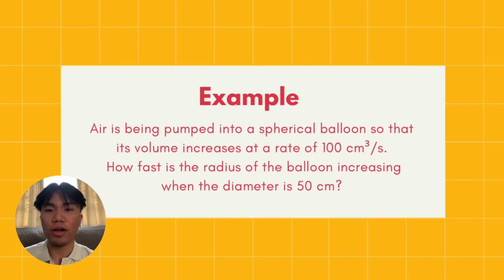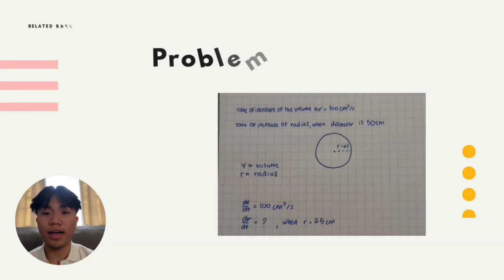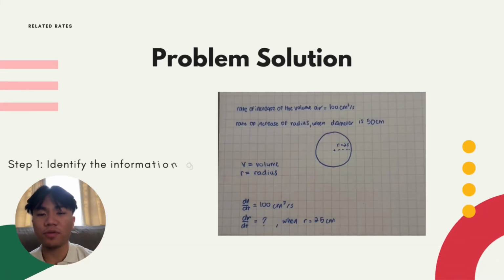Now I'm going to read an example of a problem: air is being pumped into a spherical balloon so that its volume increases at a rate of 100 cm cubed per second. The question is, how fast is the radius of the balloon increasing when the diameter is 50 cm? Next, I am going to explain how to solve this problem.